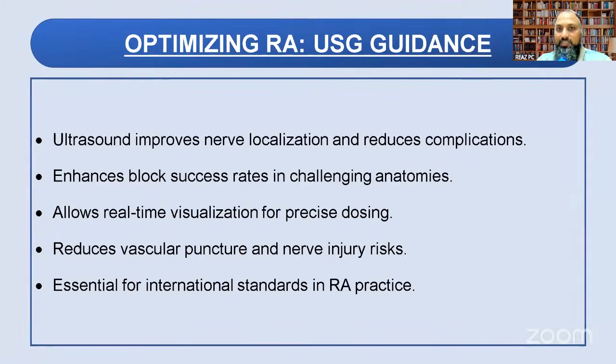How to optimize regional anesthesia? Ultrasound is one of the techniques. Ultrasound improves nerve localization and reduces complications. It also enhances block success rates in challenging anatomies. It allows real-time visualization for precise dosing. It also reduces vascular puncture and nerve injury risks. And it is essential for international standards in regional anesthesia practice.